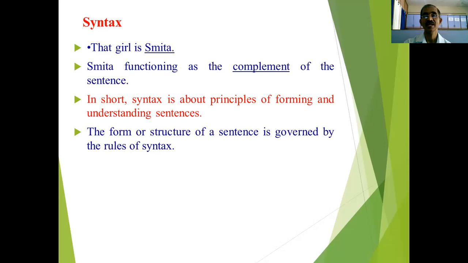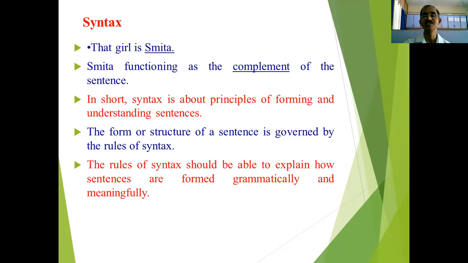In short, we can say syntax is about the principles of forming and understanding sentences. The form or structure of a sentence is governed by the rules of syntax, because there are some rules of syntax which are given here.